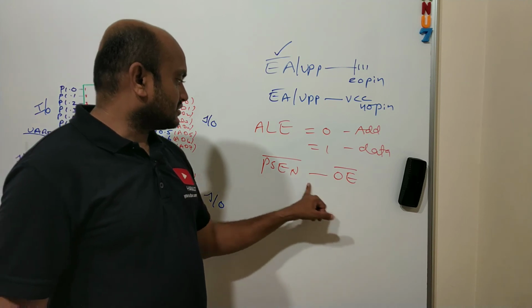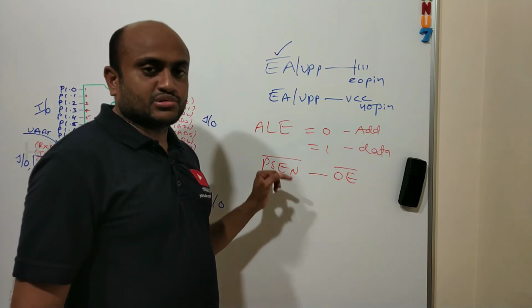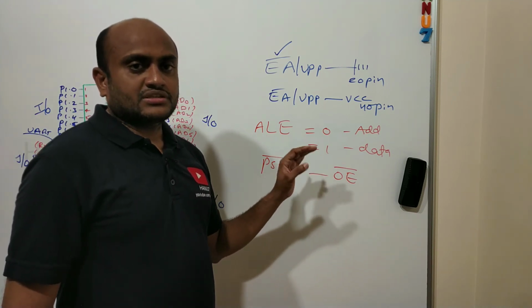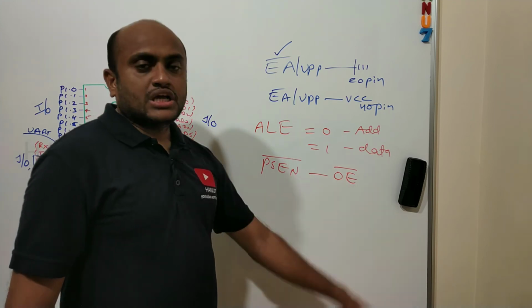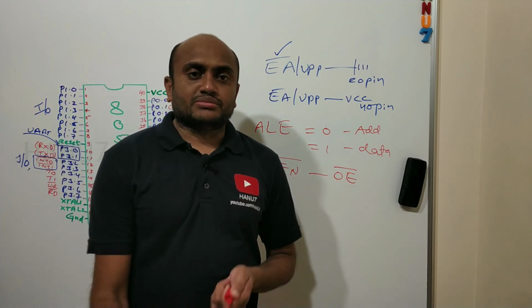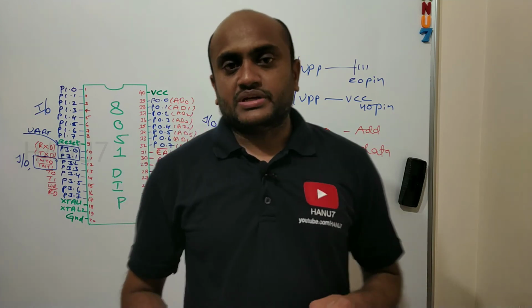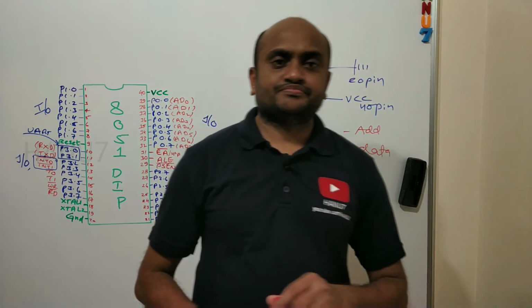That's why this connection is very important. Program store enable needs to be connected to the output enable pin on the ROM memories. So that's about the pin diagram of 8051.